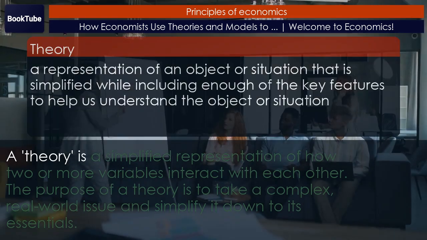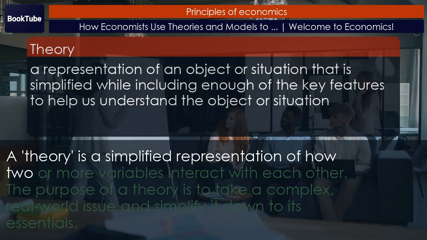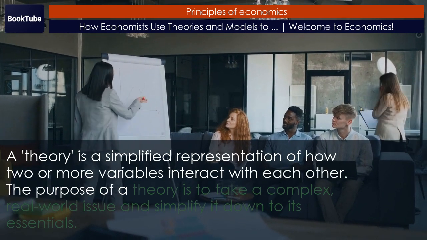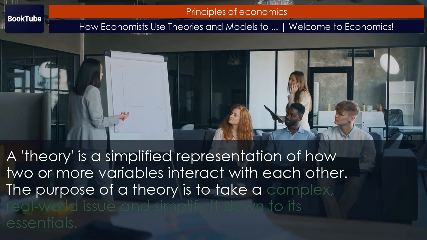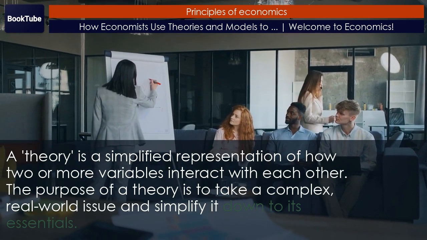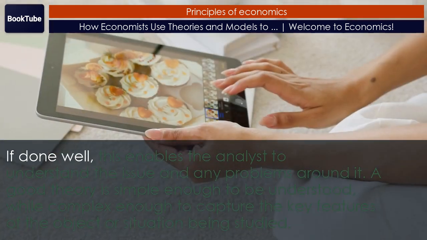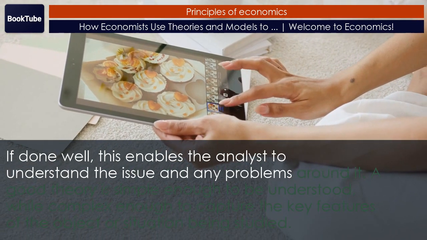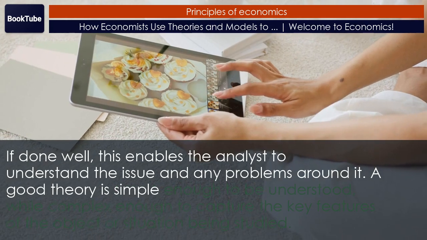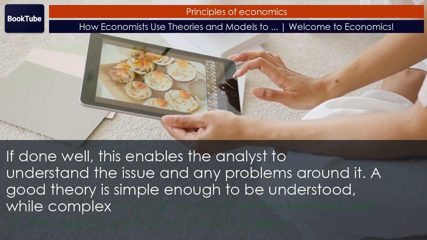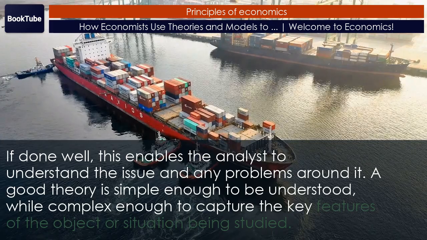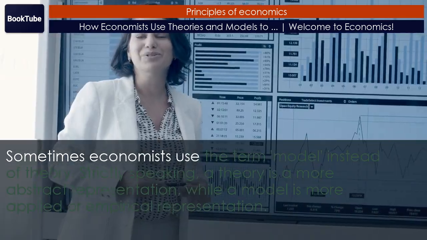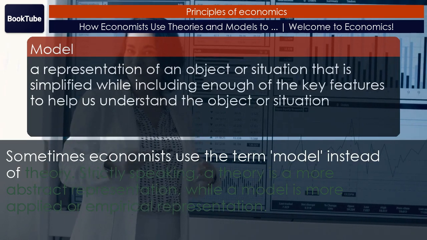A theory is a simplified representation of how two or more variables interact with each other. The purpose of a theory is to take a complex, real-world issue and simplify it down to its essentials. If done well, this enables the analyst to understand the issue and any problems around it. A good theory is simple enough to be understood, while complex enough to capture the key features of the object or situation being studied. Sometimes economists use the term model instead of theory.